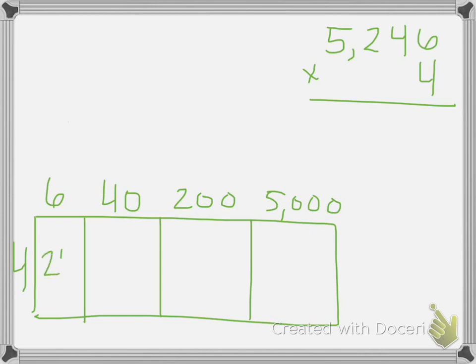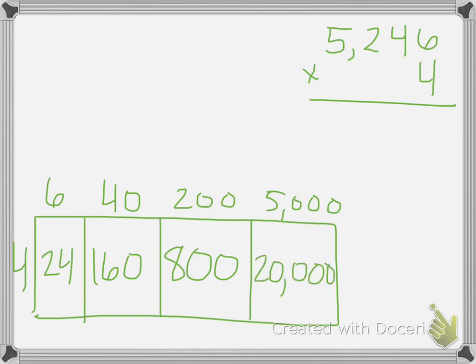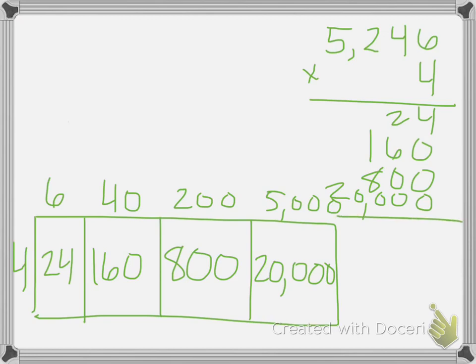4 times 6 gets me my 24. 4 times 40 gets me 16 times 10, which is 160. 4 times 2 is 8, times 100 is 800, and 4 times 5 gets me 20, times 1,000, 20,000. And I'm going to go ahead and record them along here. Hopefully yours is neater than mine. Apologies, I ran out of room here.